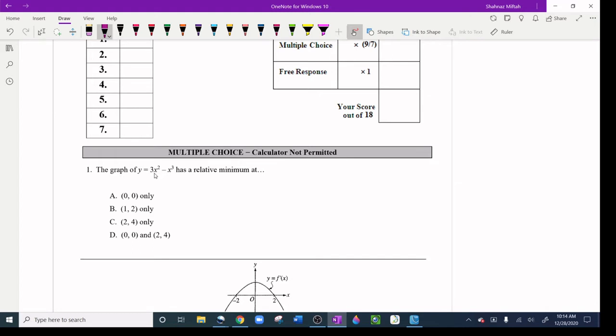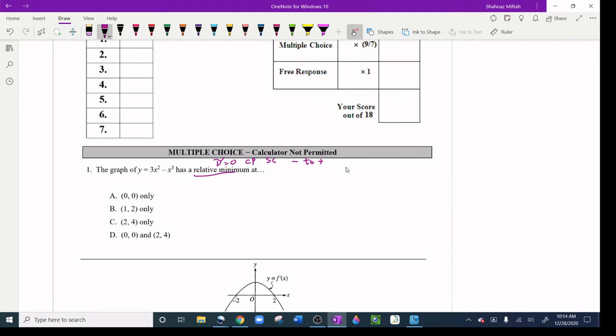The graph of y, and it's non-calculator, so I'm not using any calculator. The graph of y equals 3x squared minus x cubed has a relative minimum. What relative minimum means: I take the first derivative, make it equal 0, get the critical points, and make a sign chart. Wherever I'm going negative to positive is my relative minimum.